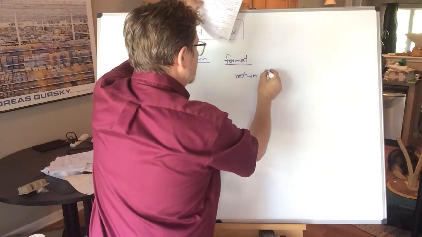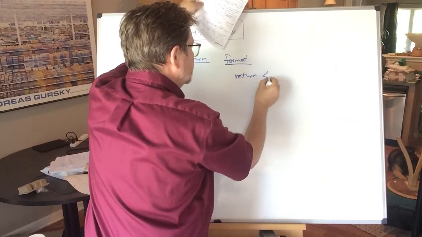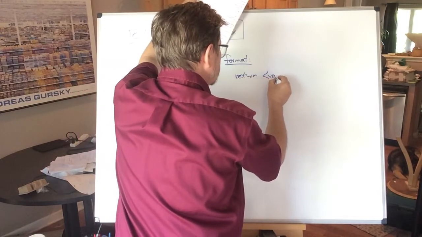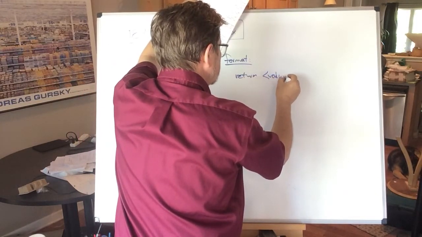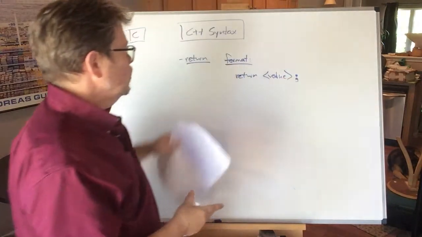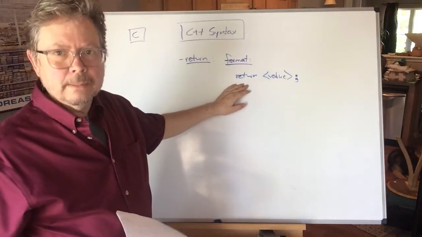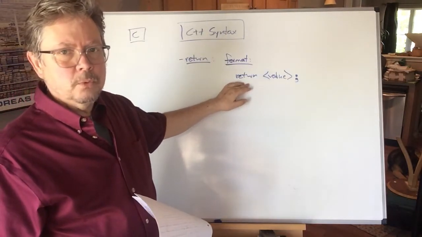Look what I'm going to do. I'm going to use my pointy bracket convention. It just looks like a less than and a greater than, and put value here, V-A-L-U-E. Now, what's the significance of the word return not being in pointy brackets? That means I use that verbatim. What you see is what you get. I've got to type in the word return.